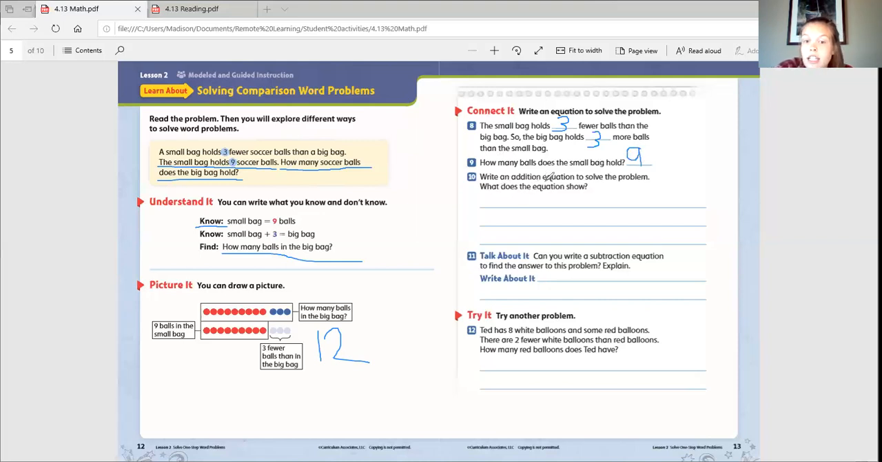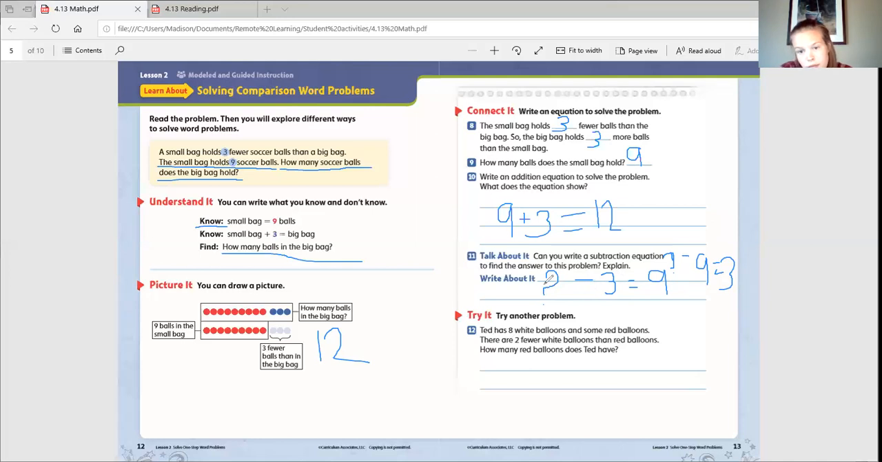And so now we can write an addition equation to solve the problem. We had 9, and we added 3 to it to get 12. We could have also written a subtraction problem, where we didn't know the total amount, minus what we did know, which was 3, to get 9. Or we could have done the unknown minus 9 to get 3.